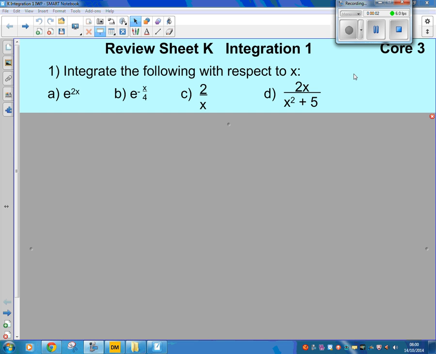Core 3 Review Sheet K Integration 1. The questions on this video are not the same as on the review sheet, but they will help you to answer it. First of all, some integrations by inspection.